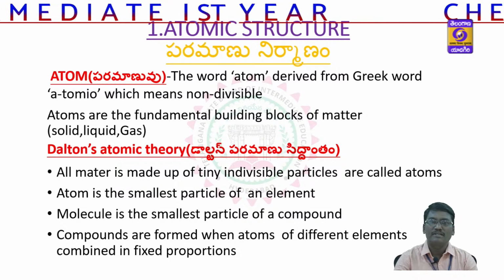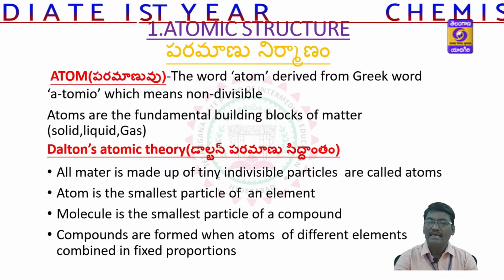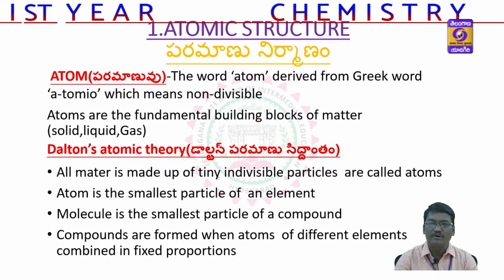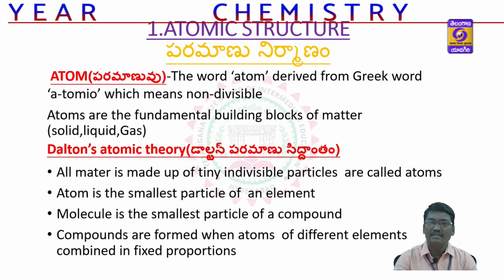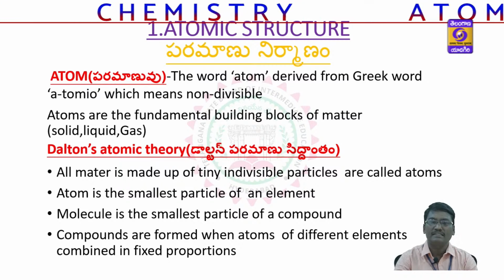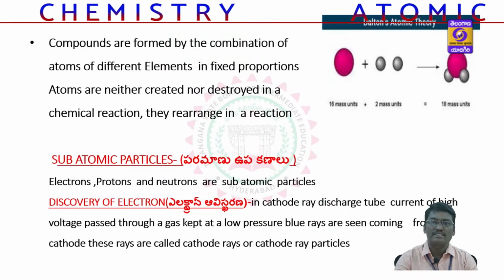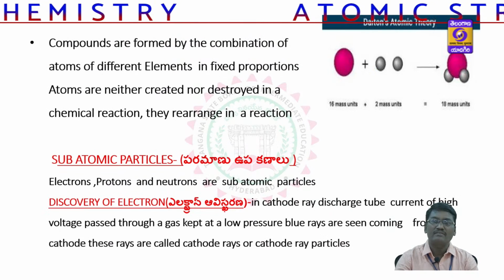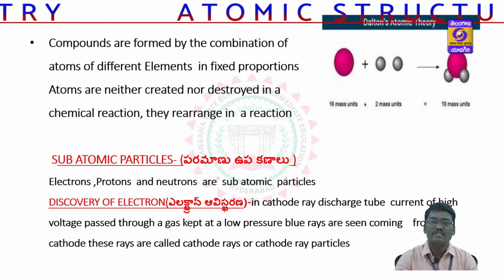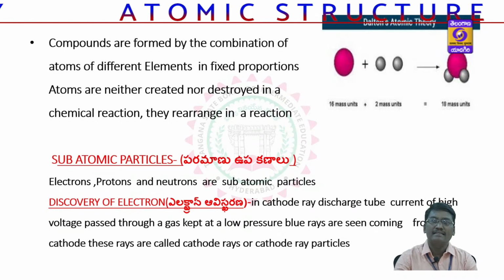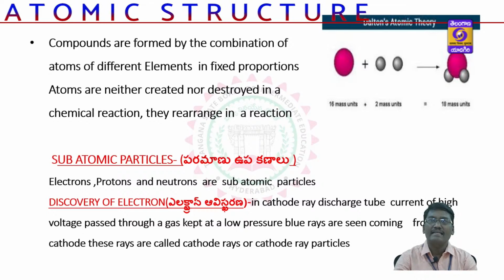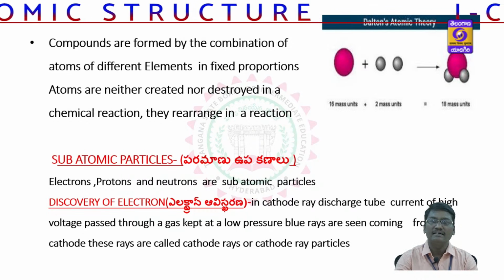So what is the difference between compounds and elements? Elements are made up of the same atoms, whereas compounds are made up of different atoms of different elements. Compounds are formed when the atoms of different elements combine in fixed proportions. Atoms are neither created nor destroyed in a chemical reaction. So what happens to atoms? The atoms rearrange in the reaction.